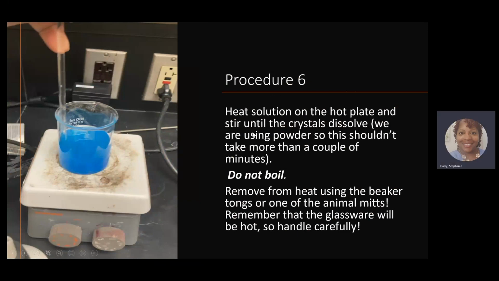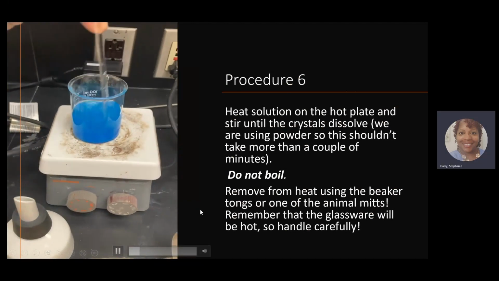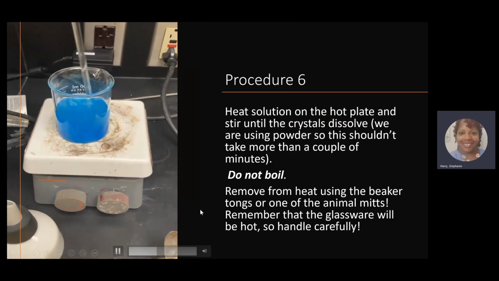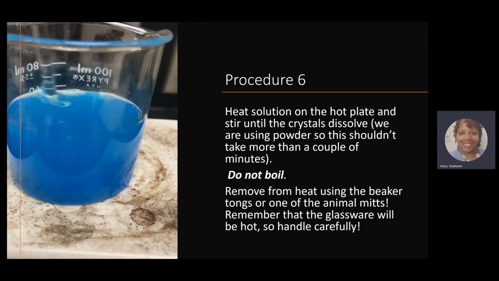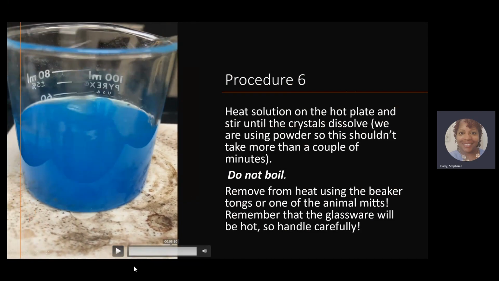Then procedure 6, heat the solution on the hot plate and stir until the crystals dissolve. We are using powder, so this shouldn't take more than a couple of minutes. Do not let the solution boil. You're then going to remove it from the heat using the beaker tongs or mitts. Remember that the glassware will be hot, so handle carefully. So there we go, using the stirring rod to help speed up the dissolving process. You can still see a few crystals in there, so we'll keep that up until it all dissolves.